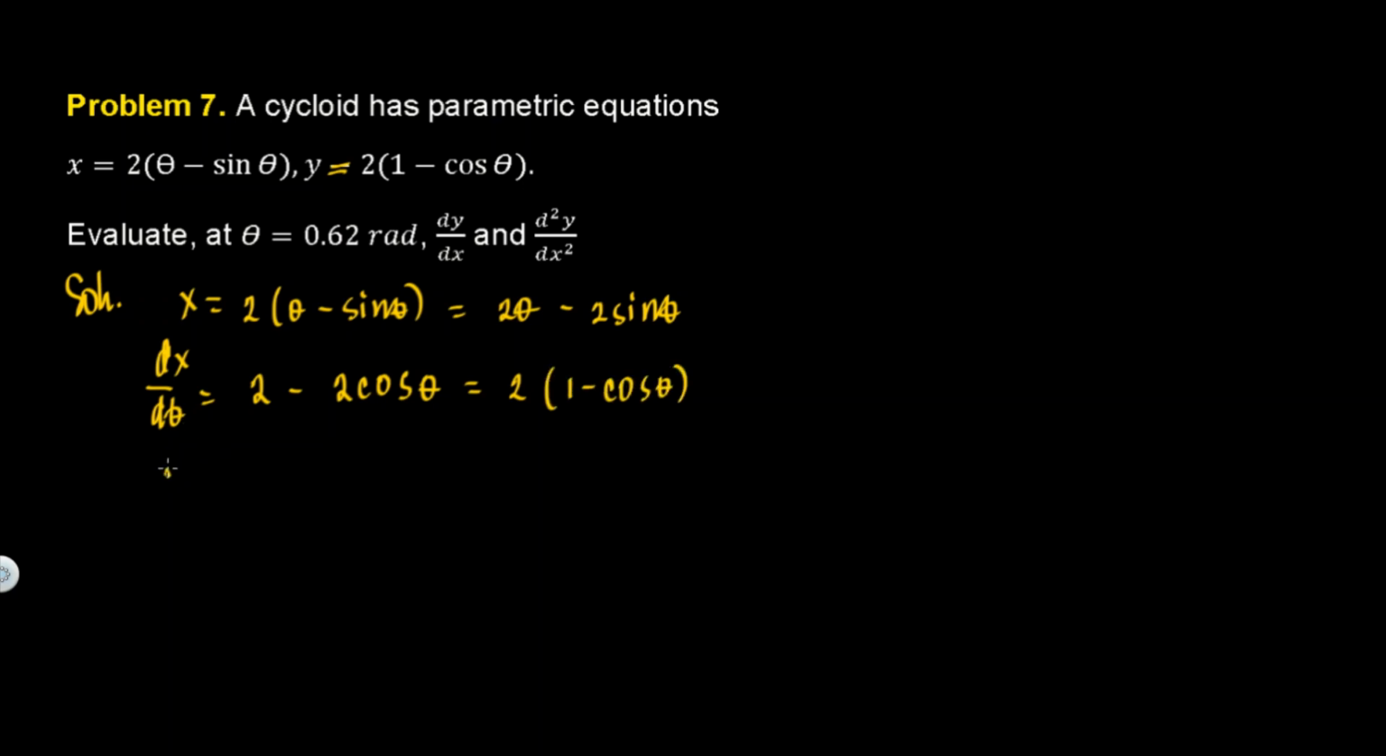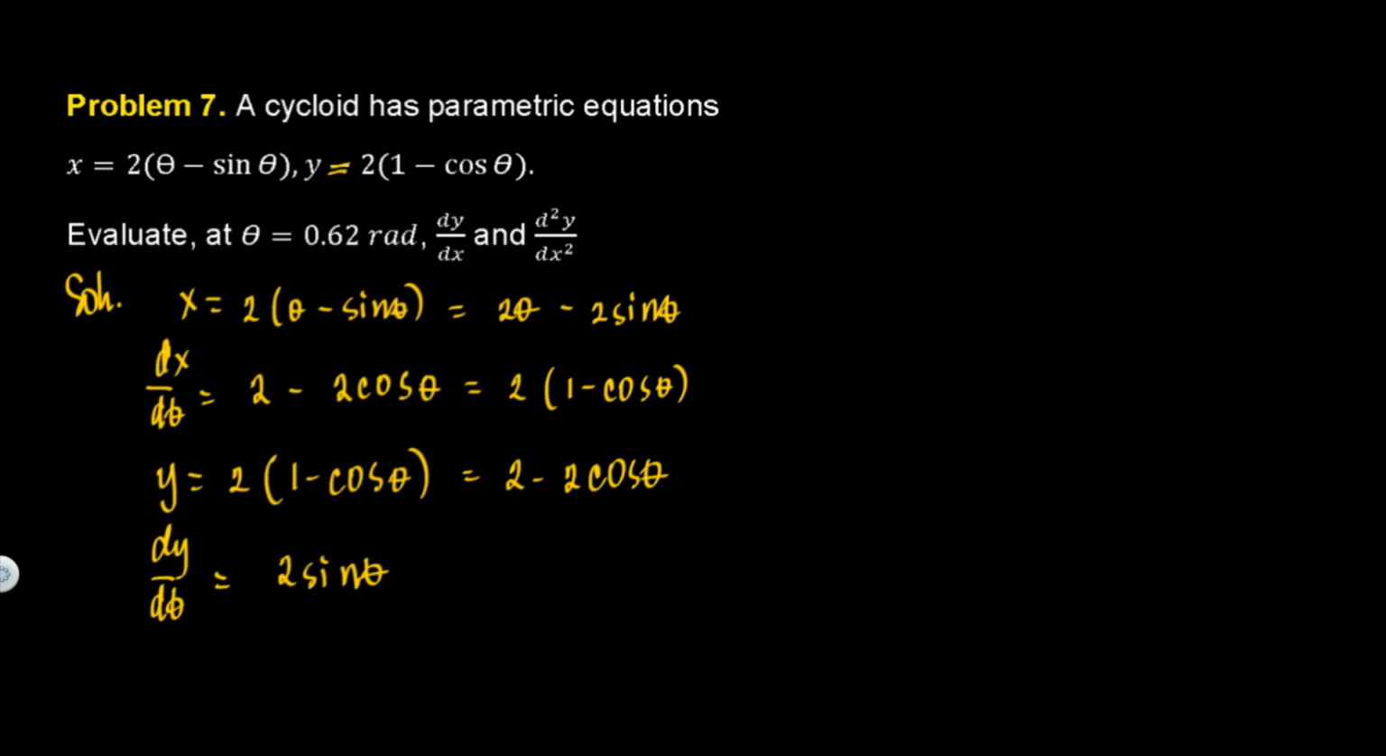Then y. So y equals 2 times 1 minus cosine theta, so we have 2 minus 2 cosine theta. So dy over d theta is equal to minus, so positive 2 sine theta.